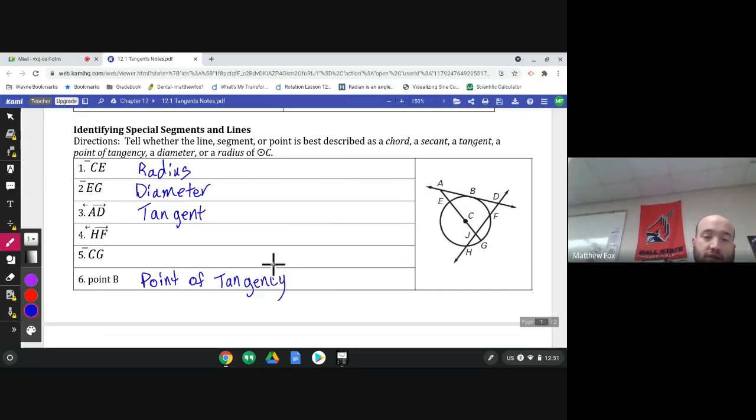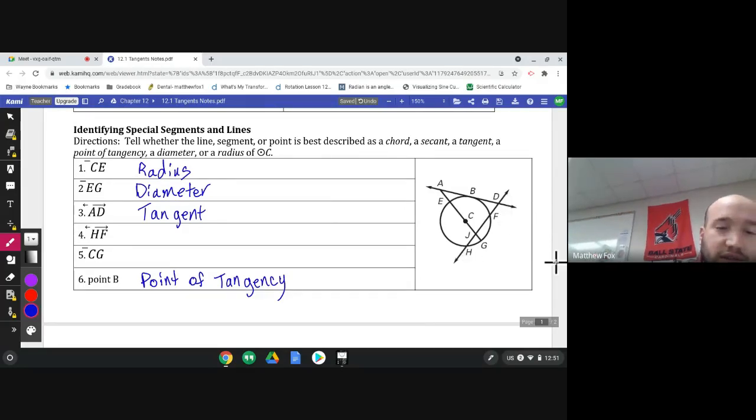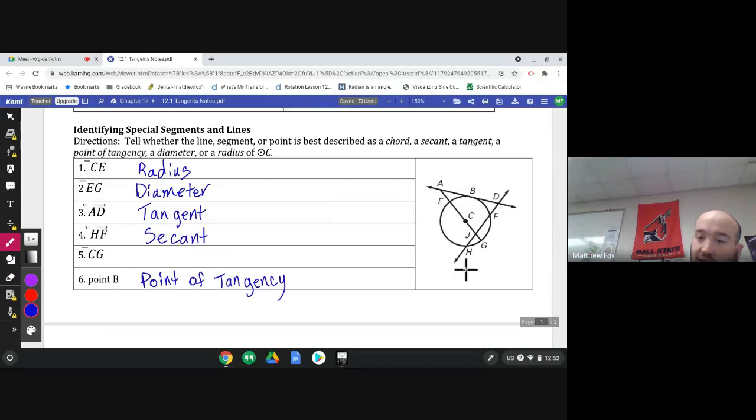All right, our next one, HF. So HF, it's a line, and it goes through at 2 points. That is our secant. And finally, the last one, CG. So from C to G. Be careful. Some of you might be tempted to say it's going to be a chord because we haven't used that, but CG is actually the radius again.